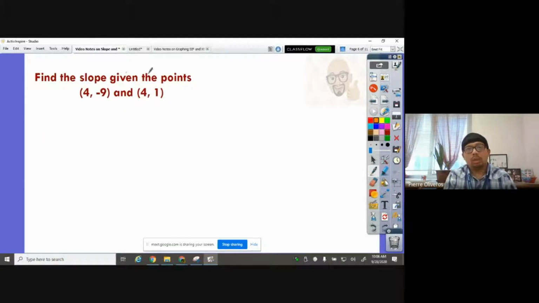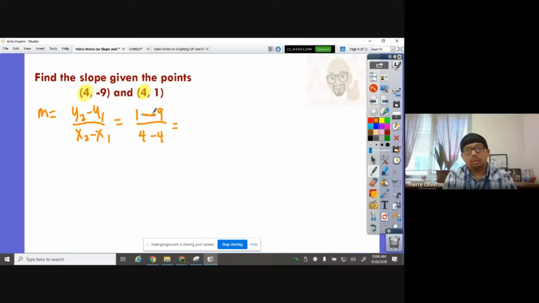Now, find the slope given the points (4, -9) and (4, 1). What do you notice about the given points? They both have 4 on the x value. So applying the formula, let's see what will happen here. y sub 2 minus y sub 1 over x sub 2 minus x sub 1. And y sub 2 here is going to be 1 minus -9 over x sub 2 is 4 minus 4.